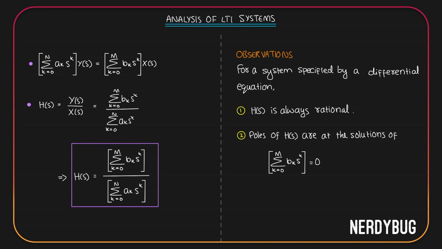The second thing we can observe is this. The poles of H of s, the transfer function, are at the solutions of summation from k equal to 0 to n a k s raised to k equal to 0, which is obvious because what we call poles are the values which make the denominator equal to 0. So wherever this becomes equal to 0, we have a pole there. Similarly, the zeros of the transfer function are at the solutions of summation from k equal to 0 to m b k s raised to k equal to 0, wherever the numerator becomes 0.